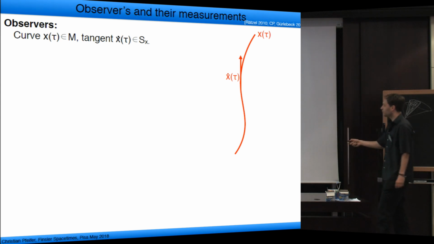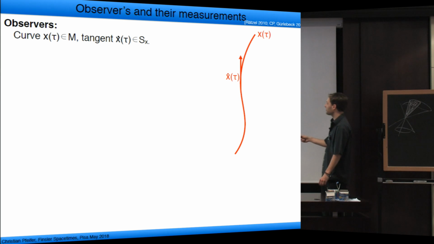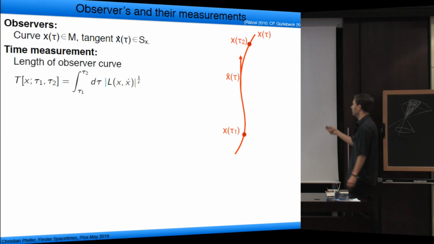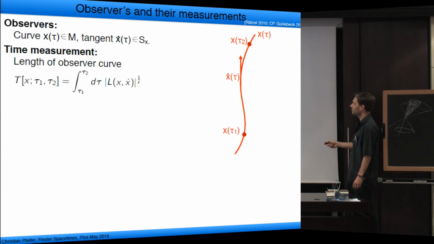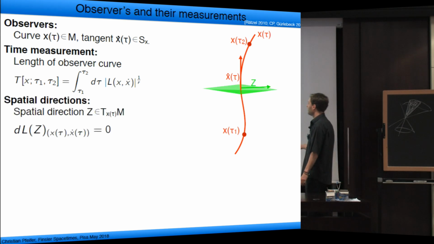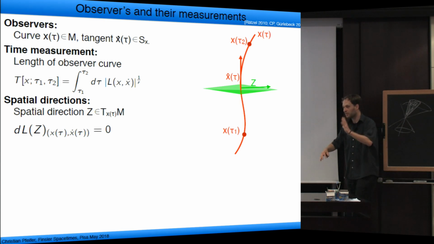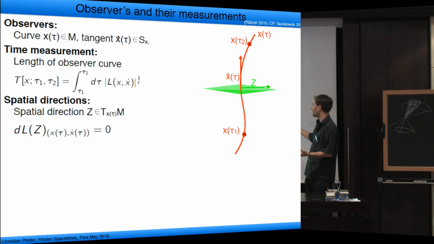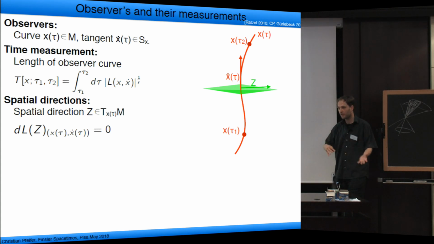Okay, now observers. So we identified these stable observer directions. An observer is a curve with tangent in this observer direction. The time an observer measures between 2 events happening here and here is given by the length of the curve, which is defined in terms of the Finsler Lagrangian, which induces a Finsler function. Then we can look at the spatial directions. Observers locally make a space-time split, and relativity is exactly the point that this space-time split is connected to an observer. So it is different for each observer and dependent on an observer's state of motion relative to each other.